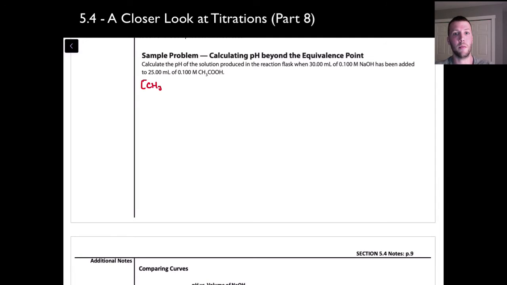We're going to now calculate the pH beyond the equivalence point. So we're going to set this problem up the exact same as the previous one. So I'm going to let you follow along and I'll chime in when it becomes important.